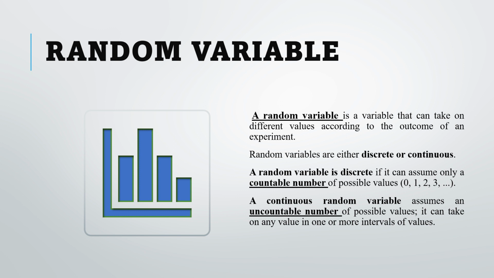So let's look at the random variable first. A random variable is a variable that can take on different values. It can either be discrete or continuous. If a random variable is discrete, it can assume only a countable number of possible values. If it is continuous, there will be uncountable number of possible values. It can take on any value in one or more intervals of values.